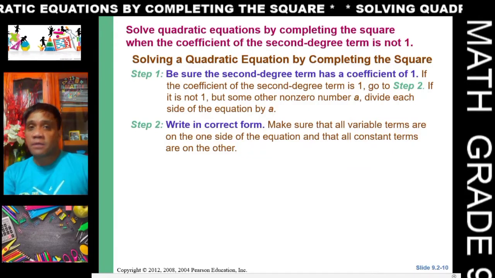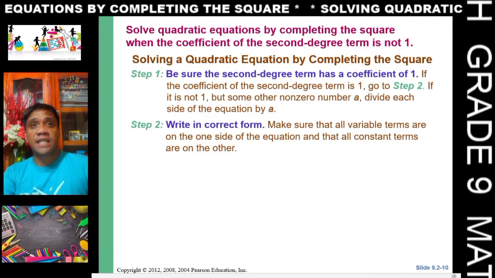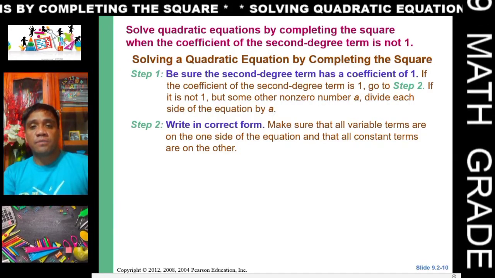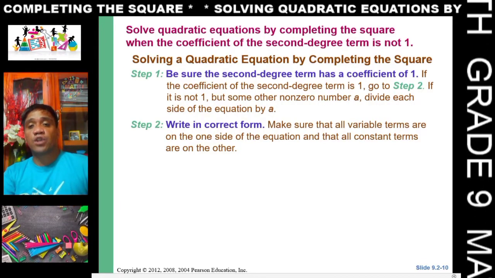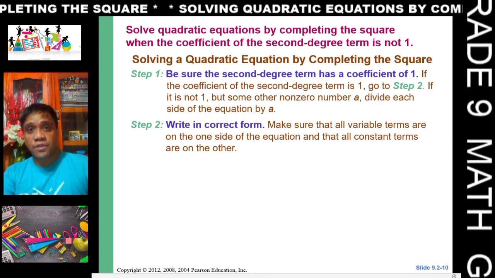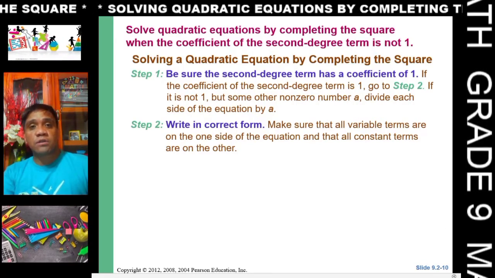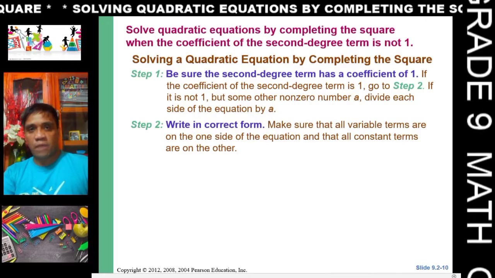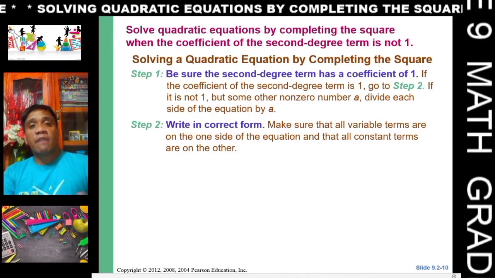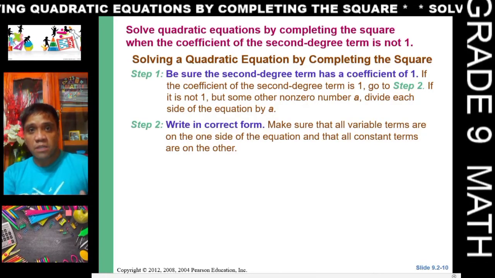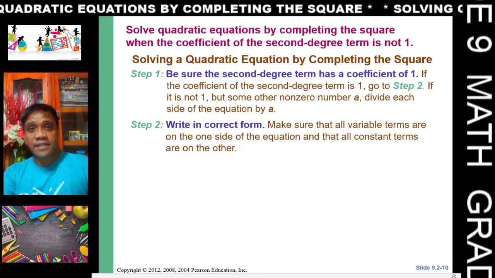What is the step 2 that we have? Write in correct form. Make sure that all variable terms are on one side of the equation and all the constant terms are on the other side, the right side of the equation. In short, still the same as what we have done previously. All the variables on the left side of the equation, while the constant term must be on the right side. That is step 2.